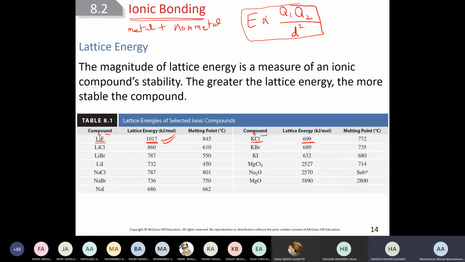Why is this higher? Maybe because we have fluorine. No, that's not the reason. Melting point? No. Why is the lattice energy higher? Look at the equation, answer from the equation. What's Q1 and Q2 for lithium fluoride?